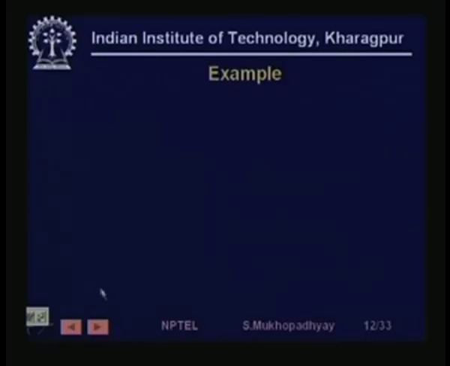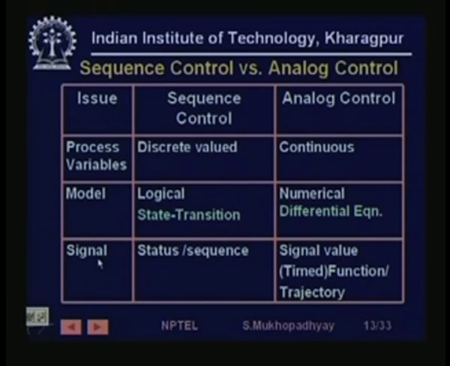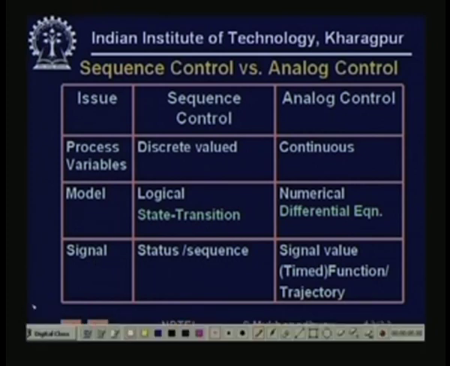So having done this example, we can take a look at some basic differences between sequence control and analog. So, firstly, the process variables in the sequence control are discrete valued, in analog they are continuous valued.